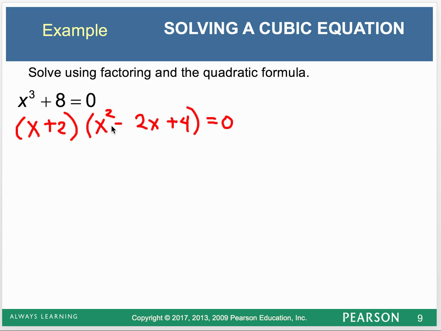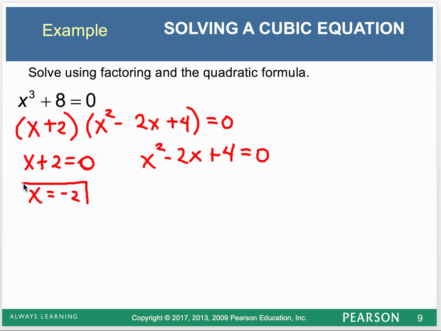Okay, so now I have two things multiplied together that equal 0. That means at least one of them is 0. So either x plus 2 is 0, or x squared minus 2x plus 4 is 0. This one's easy. This is a simple linear equation, so we know right away that x is -2. But now notice this one's a quadratic equation that I can't use the square root method on.